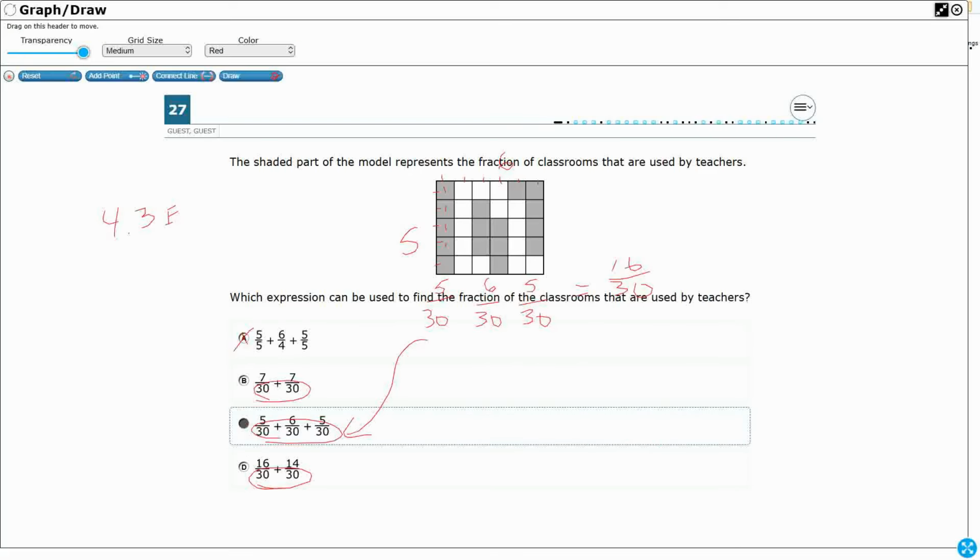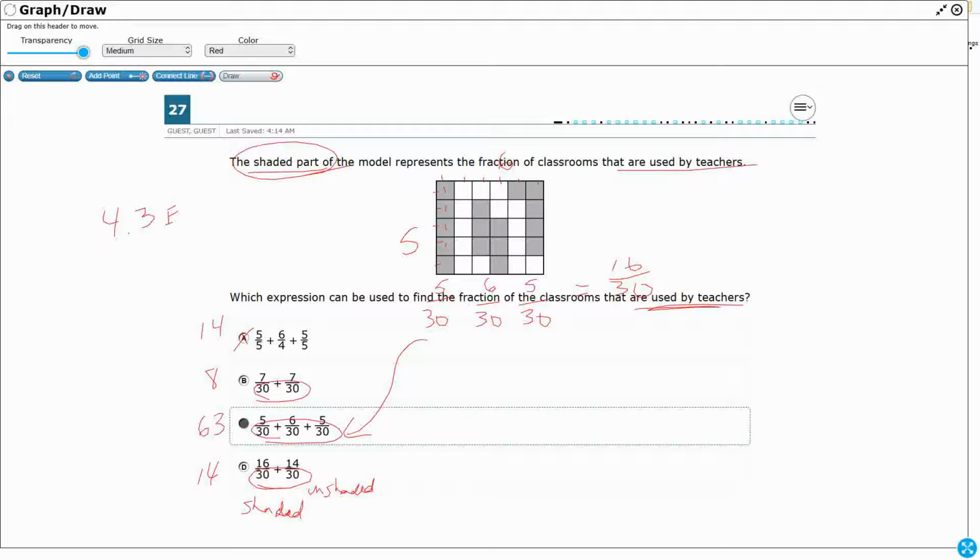63% of our students were able to get this. Now, what's interesting is we had 14% choose A, 14% choose D, and there's some interesting ways to get there, right? So we see this D right here. This is the shaded, and then we've added in the unshaded. So they made the whole, and we're not looking for the whole. We're looking for the fraction of the classroom that are used by teachers, and the shaded part of the model represents the fraction that are used by teachers. So you've got to do this reading. Look, am I looking for shaded, unshaded, or both?